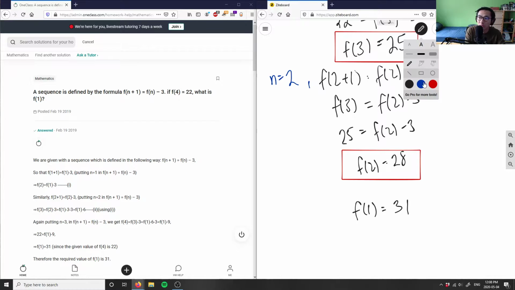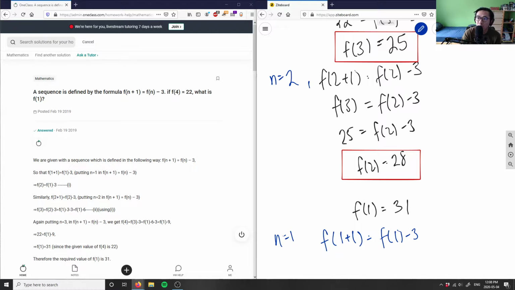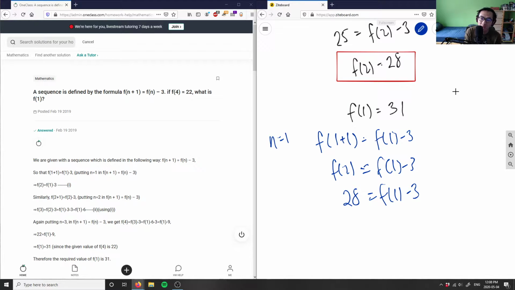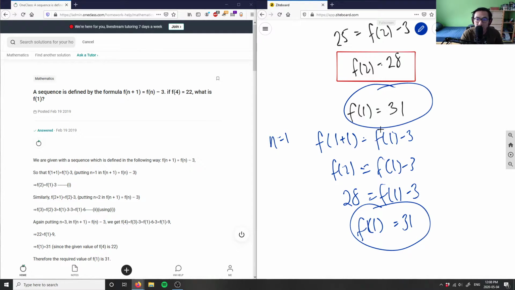I can prove that by saying if n equals 1, then I have f of 1 plus 1 is f of 1 minus 3, right? And I know f of 2 is 28. This is f of 2 equals f of 1 minus 3. I know f of 2 here is 28, so 28 would equal f of 1 minus 3. I can then add 3 to both sides. Again, I would get f of 1 equals 31. And this here is my answer for this problem. F of 1 here is 31.